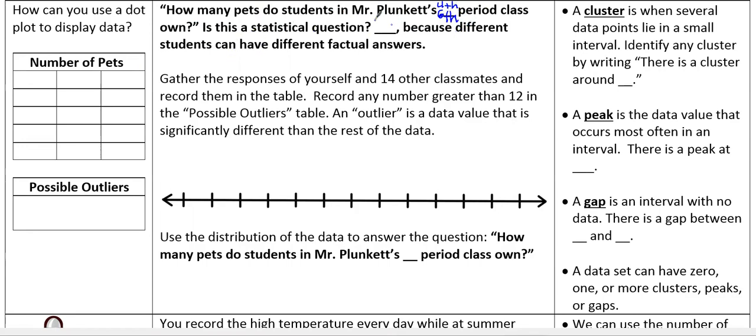Is this a statistical question? And the answer is yes. I'm just going to put a Y because I don't have enough room. I'll go for it anyway. Oh, see, look, why do I even try? Oh, okay, whatever. It says yes, because different students can have different factual answers. Okay, so I actually put this out there on Flipgrid. Here are your answers.